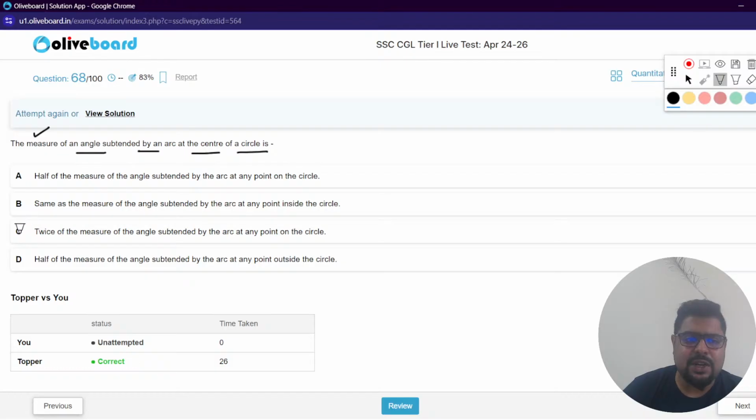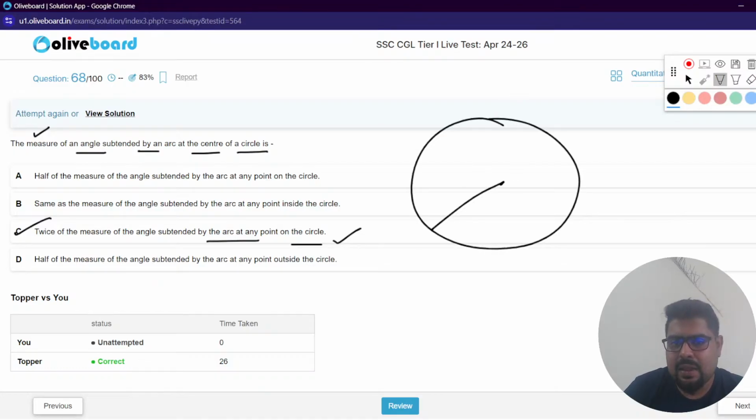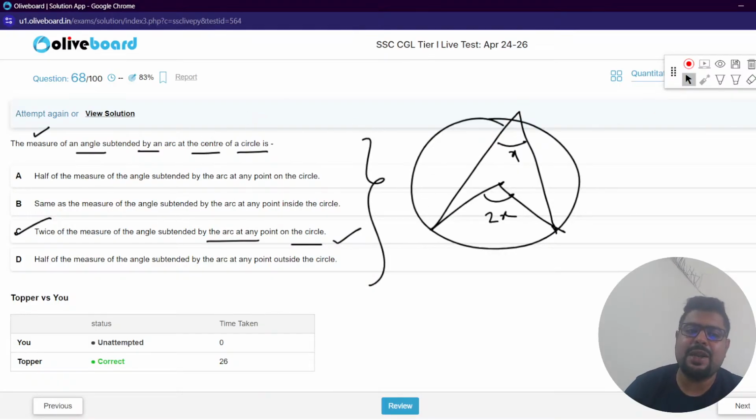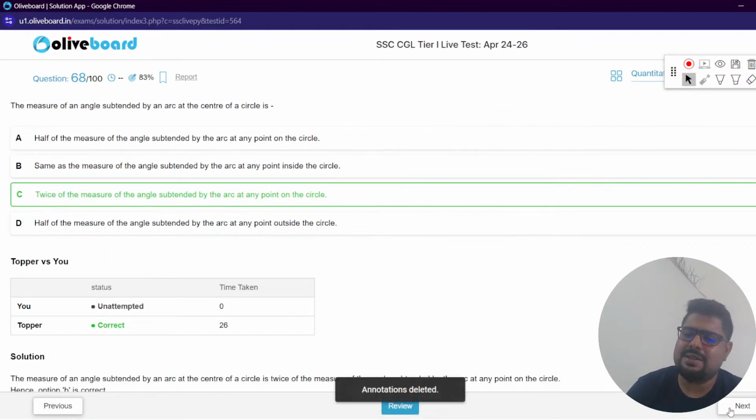The measure of an angle subtended by an arc at the center of a circle. Half the measure, no, sir, twice the measure of the angle subtended by the arc at any point of the circle. So meaning the central angle is always twice of this angle. So if this is x, this is 2x. So they are kind of representing or saying the same thing in English rather than the mathematical language. Done, sir. Moving on.